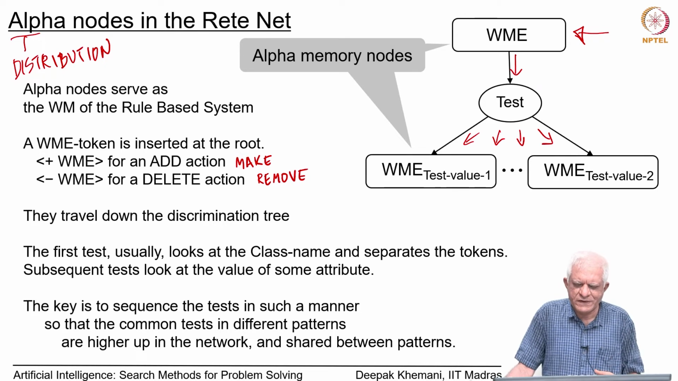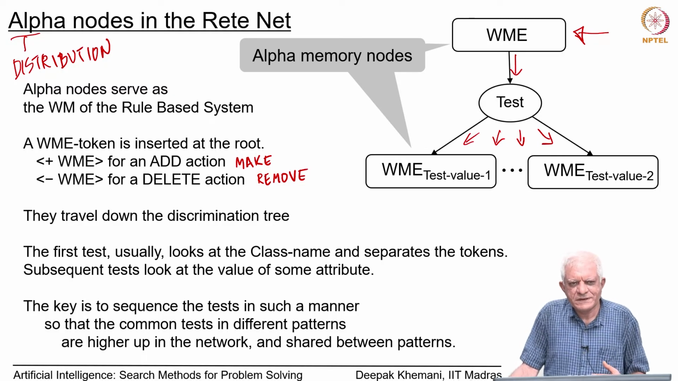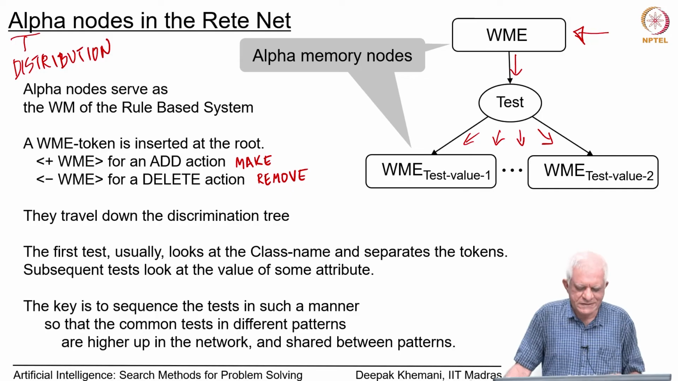So, those of you who have studied decision trees would remember that an algorithm called ID3 uses this notion of information gain to decide what the next test should be, and the test should be such that it separates the data as much as possible. Something similar we want to do here, except that here we want to share the work that is being done by different patterns.